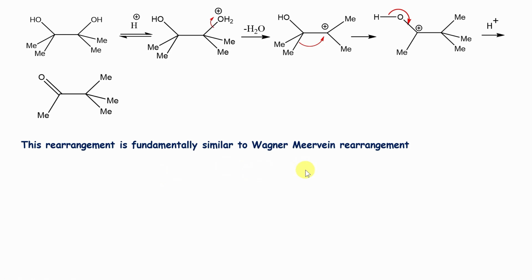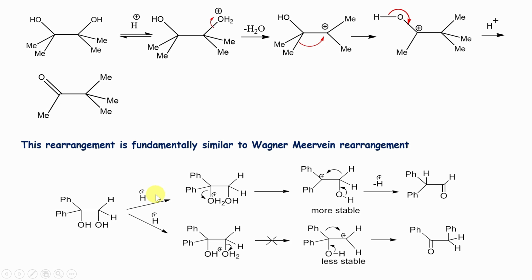If we use an unsymmetrical pinacol, the proton will attack that hydroxy group whereby the elimination of a water molecule gives a more stable carbocation. For example, here is an unsymmetrical pinacol. You can see in this carbon atom there are two phenyl groups, while this carbon atom involves two hydrogens, and hence it is an unsymmetrical pinacol. And so the proton may attack either this hydroxy group or this hydroxy group.